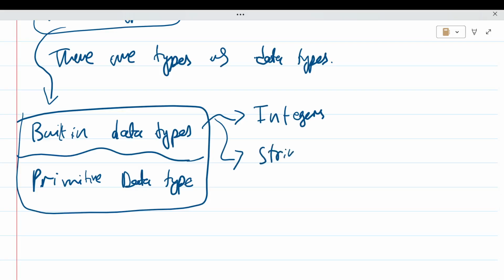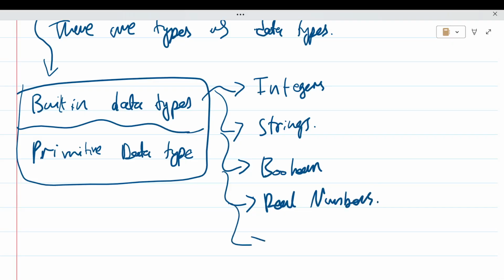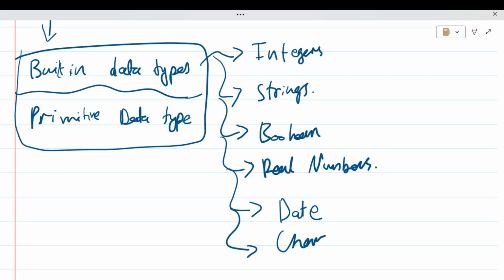strings, and then there are Boolean values, right? And then you've got real numbers. You've got, literally, date and time. Date, time, just write date. Okay. Was there any, yeah, character. If you talk about string, then we must talk about character. I should have placed string and character right next to each other, but you know what, never mind.